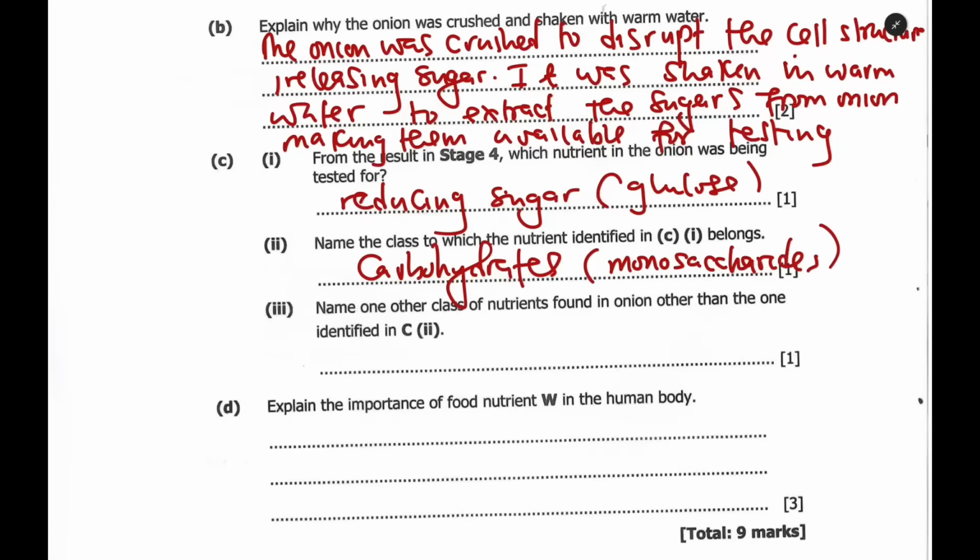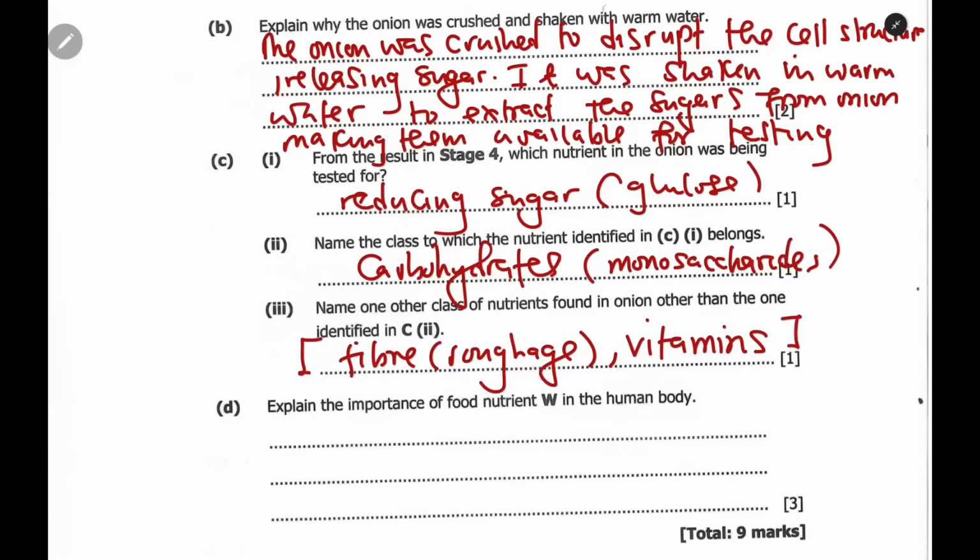Then question 3 of C, name one other class of nutrient found in onion other than the one identified in C. What else is found aside from the one identified in C? So here we can talk of fiber or roughage, let me say. Then also vitamins. Okay. Is there anything else? So please be able also here to contribute.